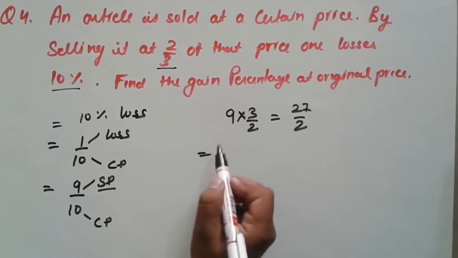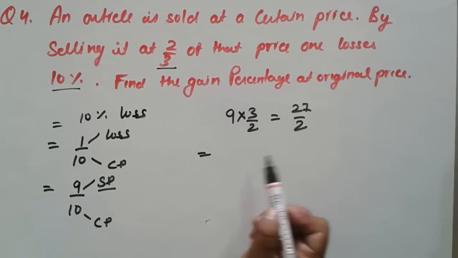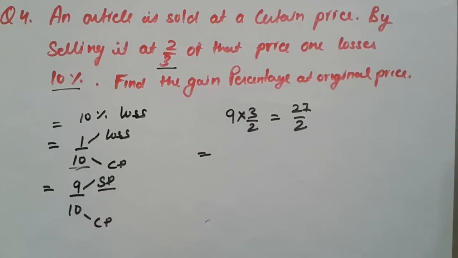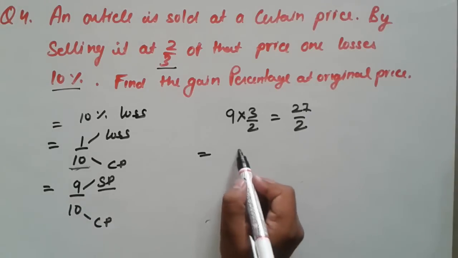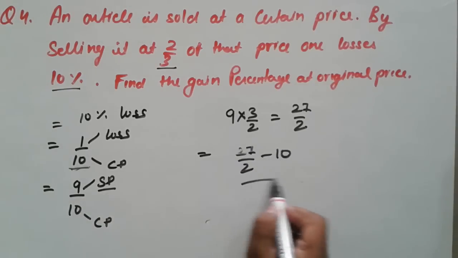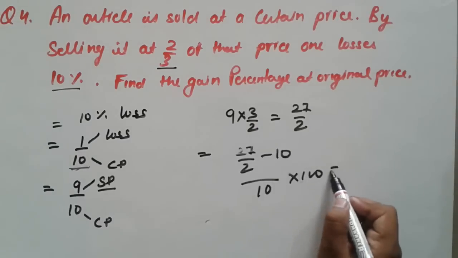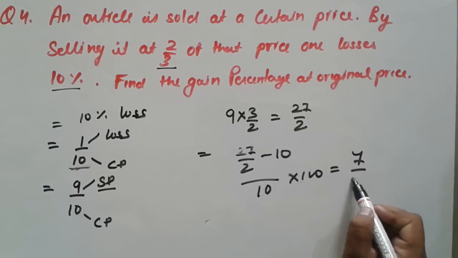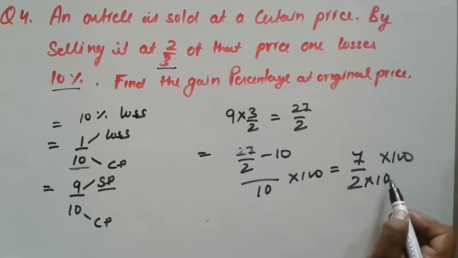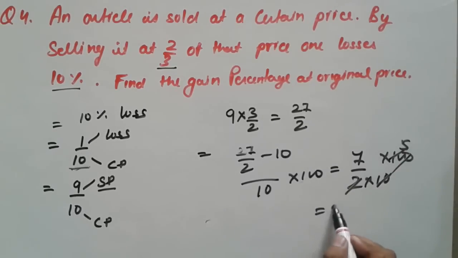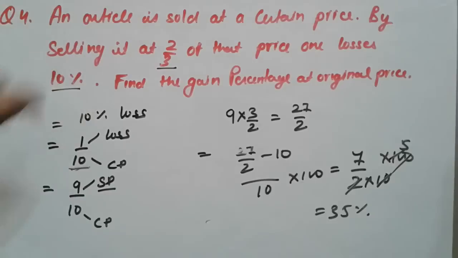So we have to calculate the gain percentage on this SP. Our cost price is 10, that remains the same. 27 by 2 minus 10, divided by 10, into 100. So we get 27 by 2 minus 10 by 10 into 100, which is 35%. So when we take 2 by 3rd of the original SP, we get a loss of 10%. Here we have found the original SP, and then we have calculated the gain percentage on the original SP, that is 35%.